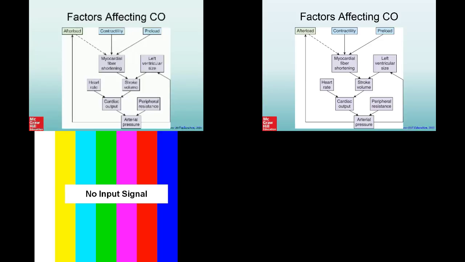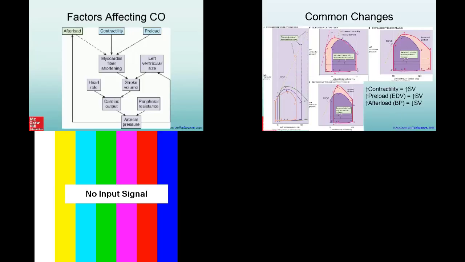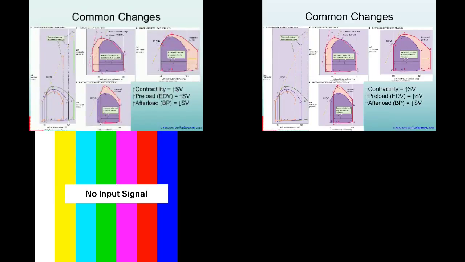So preload deals with what's coming into the heart before it contracts. Afterload deals with what's preventing blood from leaving the heart, right, during its contraction. Which brings us here, back to our pressure volume curve. Increased contractility, as we said, here in this red line, positive inotropic effect causing an increase in stroke volume, ejection fraction.